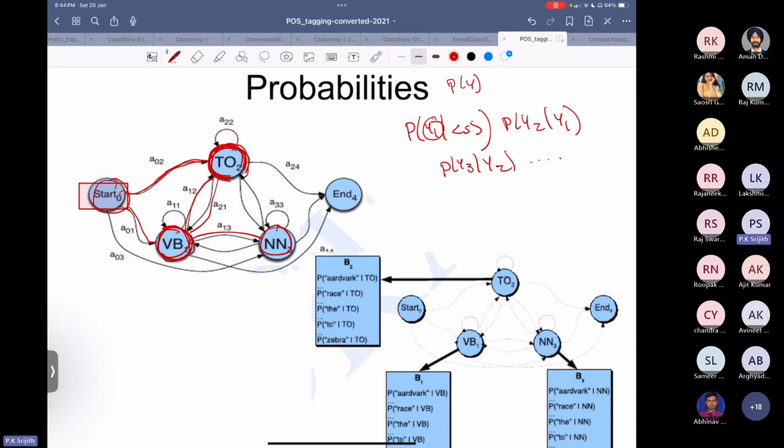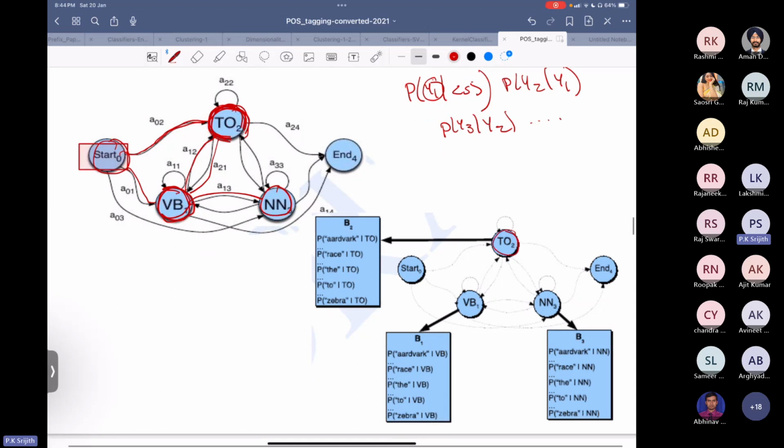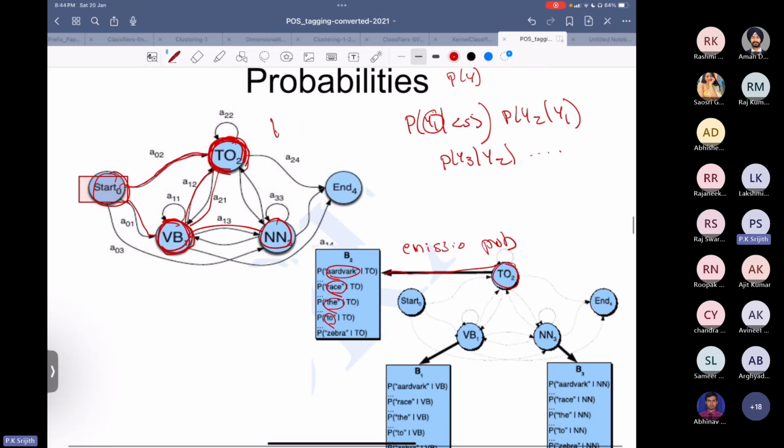And at each state, while you're in each state, you also have some probability associated with the words that you observe. So you have a probability of predicting some word like artwork or race, the, to, etc. at each of these states, which is the emission probability. And this is the transition probabilities.